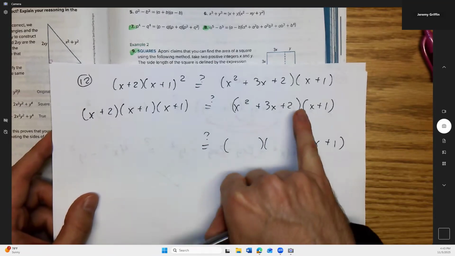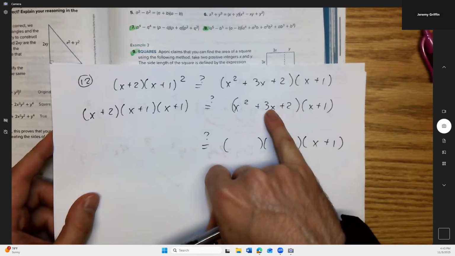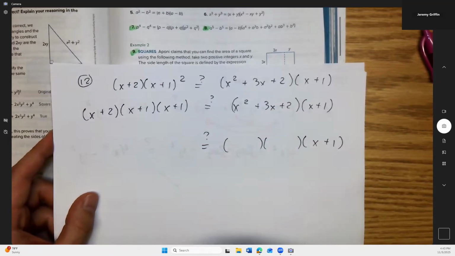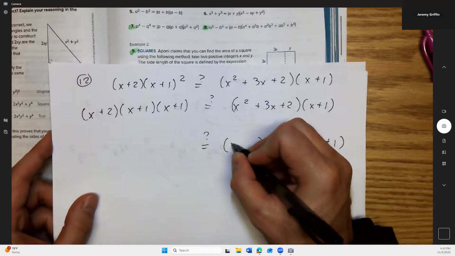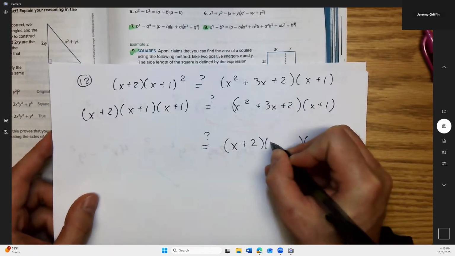Can you think of two numbers that multiply to 2 and add to 3? I think the answer would be 1 and 2. 1 times 2 is 2. 1 plus 2 is 3. Which makes me think this should factor like this: x plus 2, x plus 1.